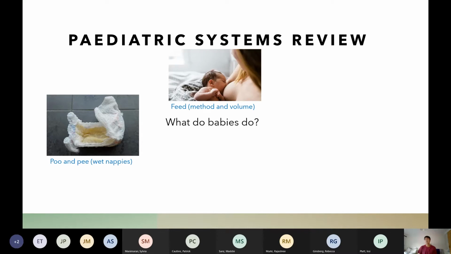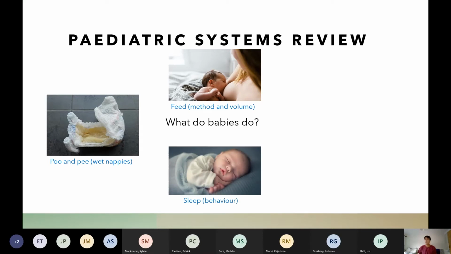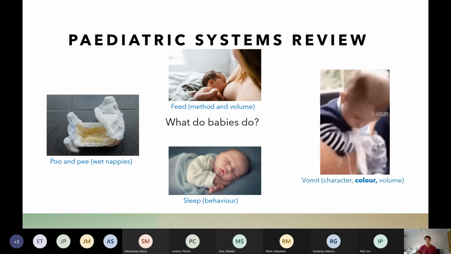They feed, so ask how they're feeding. So are they breastfeeding, are they bottle feeding, is it a bit of both? Make sure you don't shame parents in how they're feeding their child. They sleep, behaviour, so whether they're moving or crawling or sleeping, and their vomit. So important when you're asking about vomit.